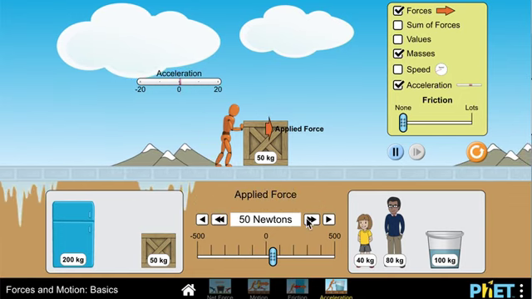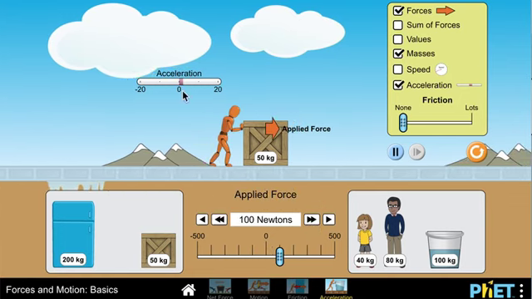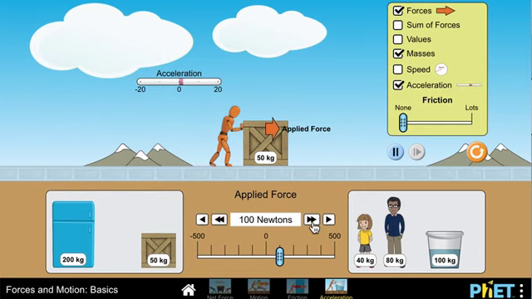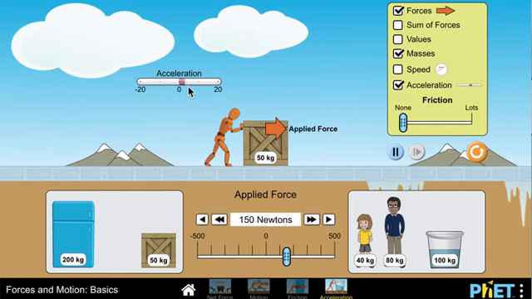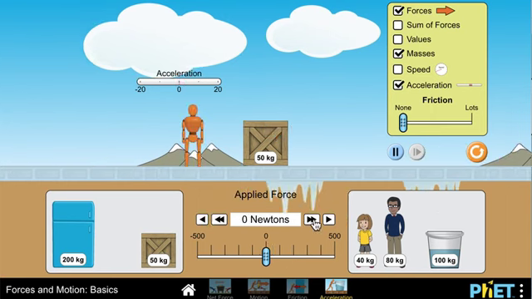Let's increase the force again. If I increase the force, the acceleration goes up.